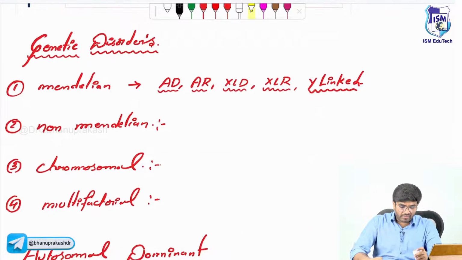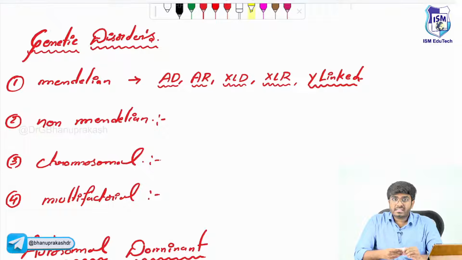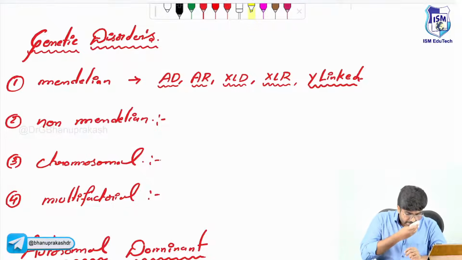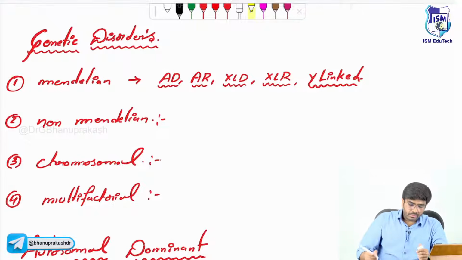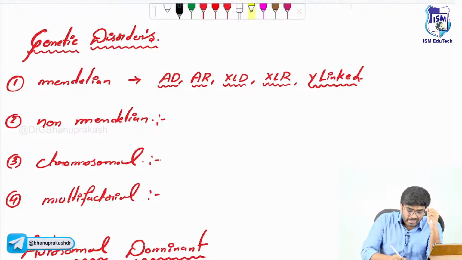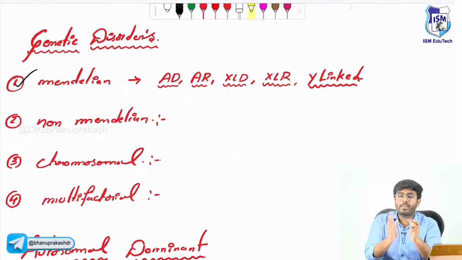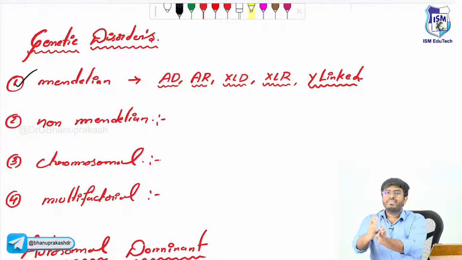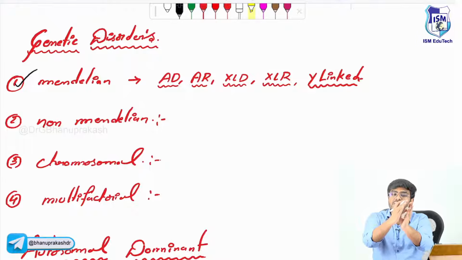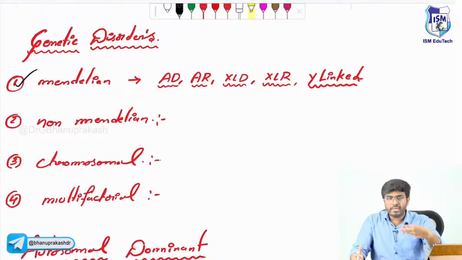So done. Now after this, let's discuss some genetic disorders. Is that okay, guys? Now, the genetic disorders are mainly classified into 4 types. What are they? Mendelian, those genetic disorders which follow Mendelian inheritance. Gregor John Mendel proposed certain laws. This is how the diseases are going to be transmitted, how the genes are going to be transmitted from one parent to offspring.